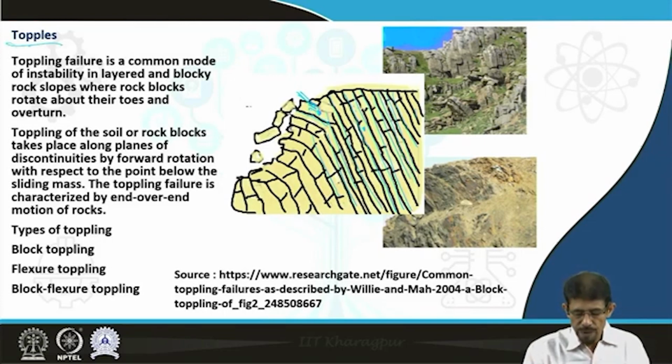Center of gravity of this zone is different from the center of gravity in the partially stable zone. In this way, under the influence of gravity, the material detached from the original parent rock can move down. So toppling is a common mode of instability in layered and blocky rock strata or blocky slope, where the rock blocks rotate about their toes and overturn. The toppling of soils or rock blocks takes place along planes of joints or discontinuity by forward rotation with respect to a point below the sliding mass, and the toppling failure is characterized by end over end motion of rocks.